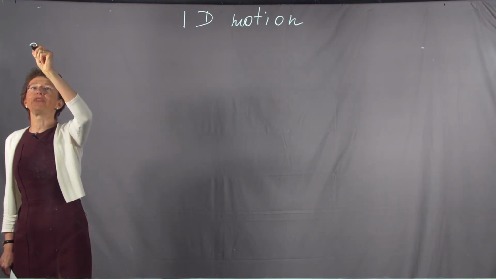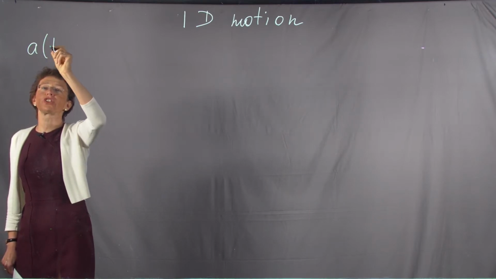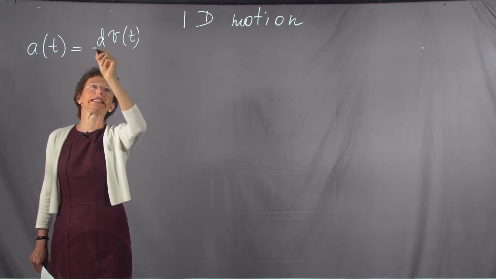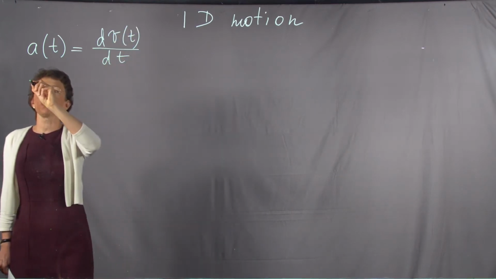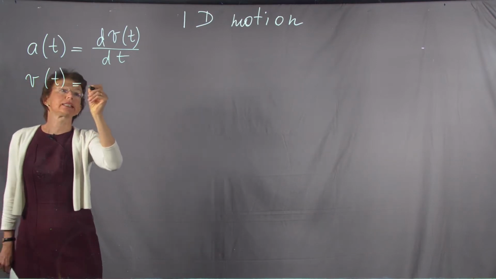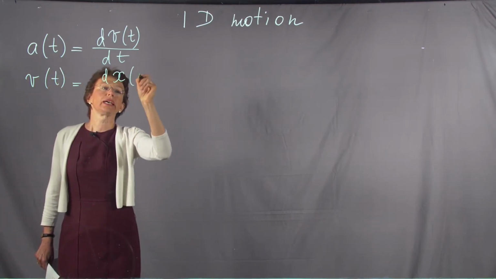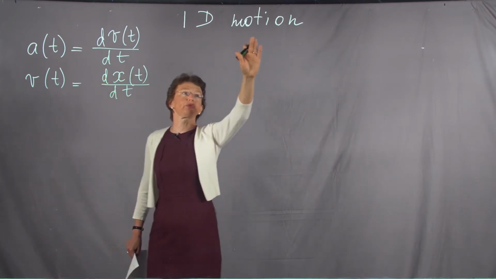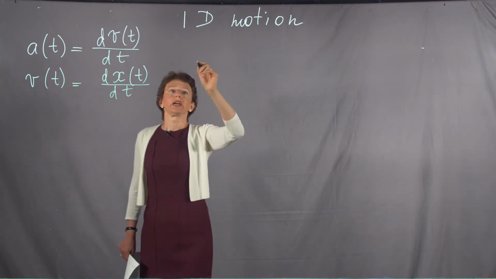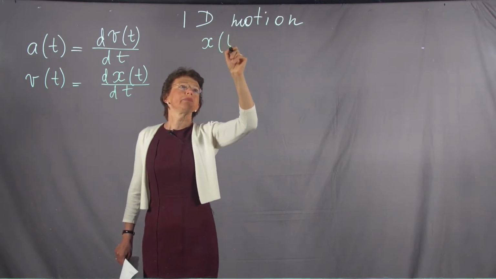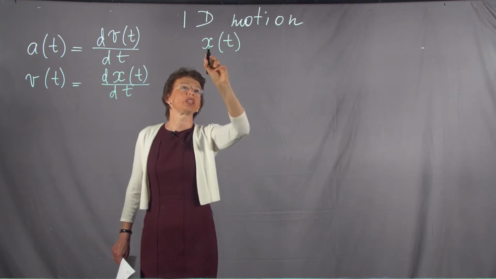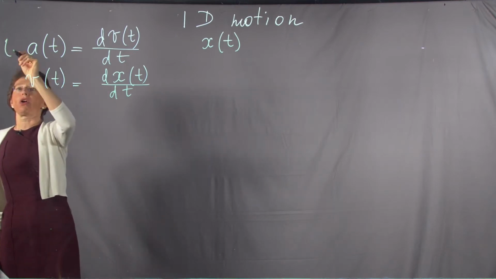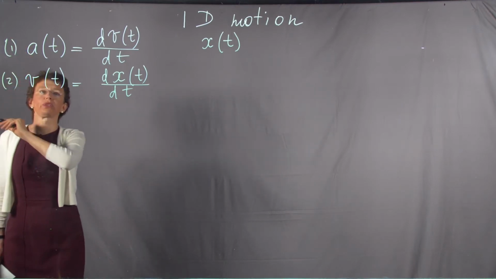We will start with definitions. Definition of acceleration. Acceleration as a function of time is rate of change of velocity, dv dt. Velocity as a function of time is rate of change of position, dx of t dt. So since we restrict ourselves to one-dimensional motion, our goal will be to describe position of an object as time changes. I will call this formula 1. I will call this one formula 2.